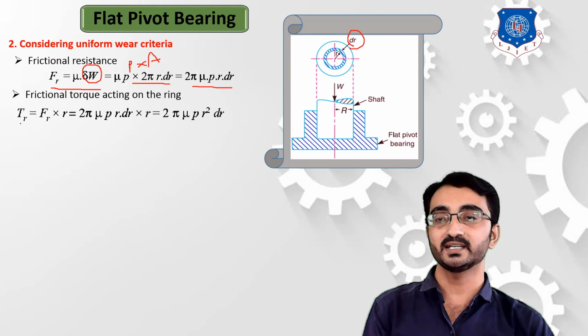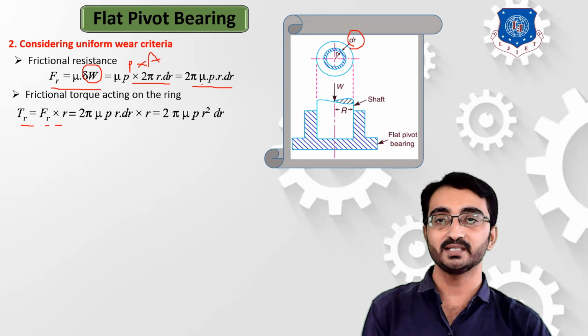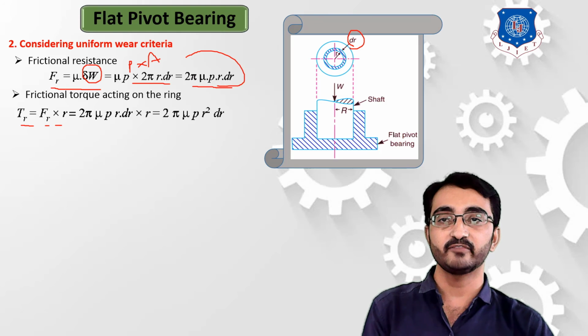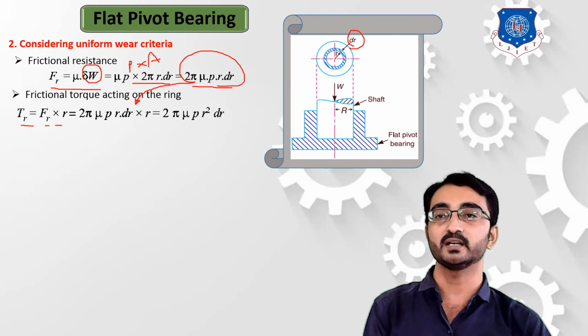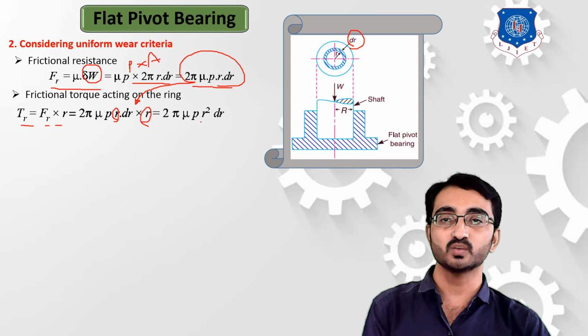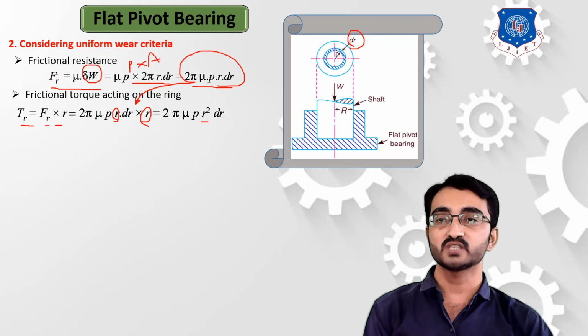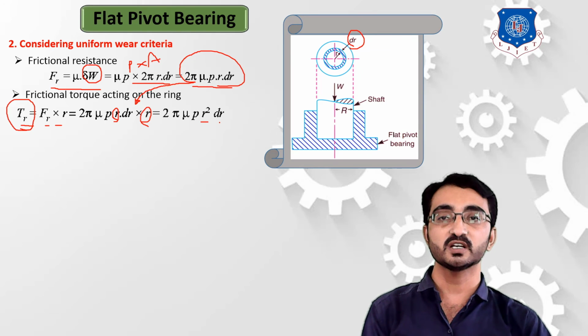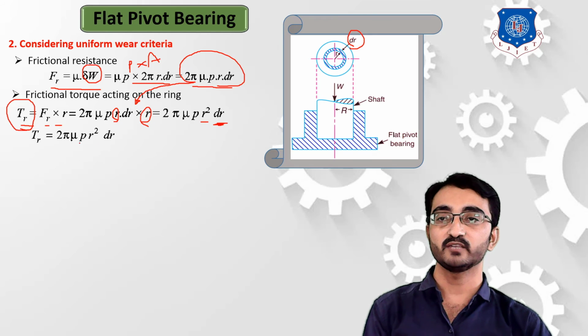Now the frictional torque which is produced between this surface, that is for a small elemental ring dr. So we can consider that Tr, that is torque, is equal to force into radius. So now putting the equation value of frictional resistance Fr, we can simplify this term, that is 2 pi mu P into R square dr. In this way we can calculate the equation for frictional torque from a small elemental ring.